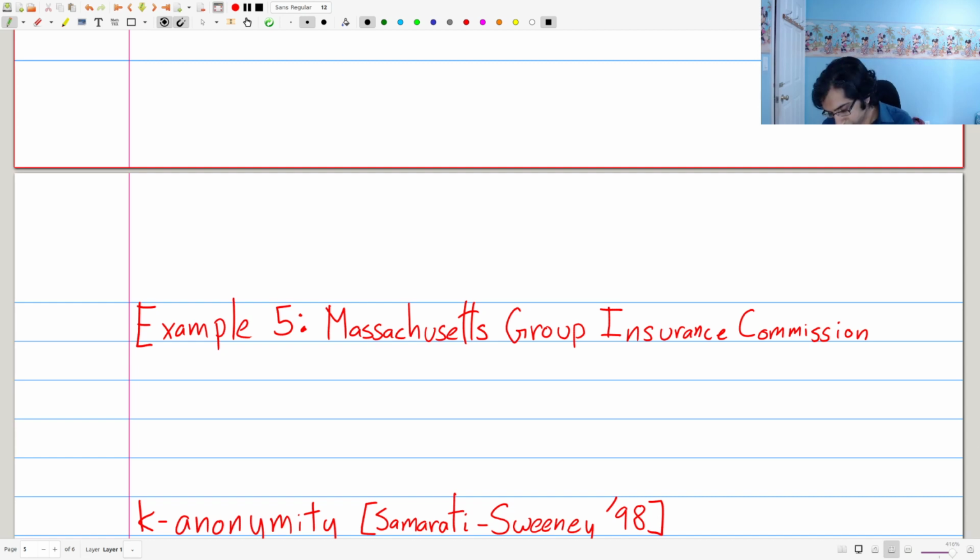So this is kind of related to the previous one, where the Mass GIC started a program in the mid-90s where they would allow researchers to request hospital visit records for every state employee at no cost. So this is very similar to the freedom of information example I mentioned at the beginning of this lecture, but in a slightly different setting. So, okay, what does this info look like? This info looks something like the following.